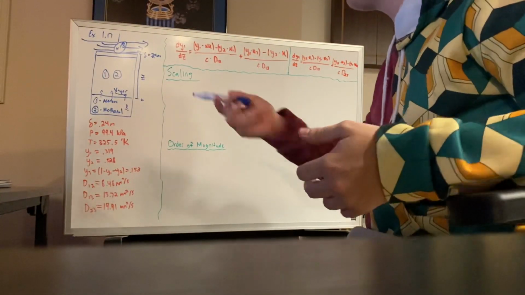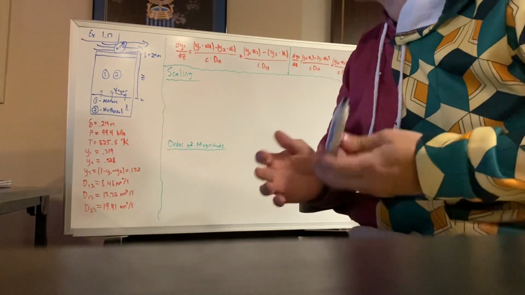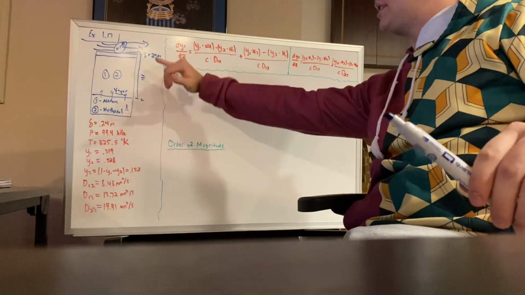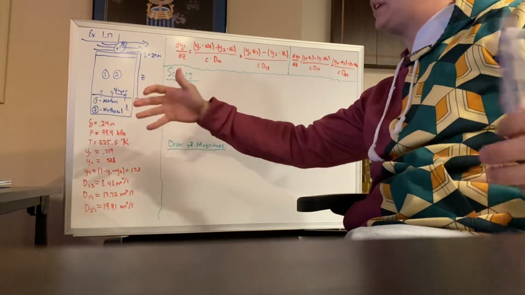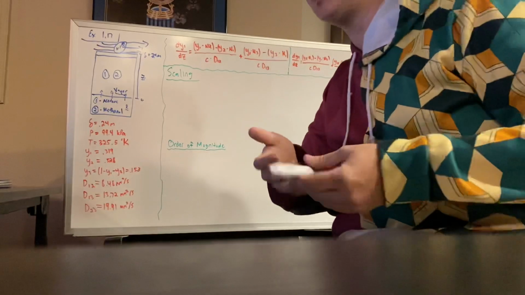Today I'm going to be solving part 1 of exam 1 that we were assigned for our Transport 2 class. In this problem we are given a Stefan tube which has the length of Z from the vapor phase and then a liquid phase at the bottom where it's going to be heated and turned into the vapor with air blowing over it at a high velocity.